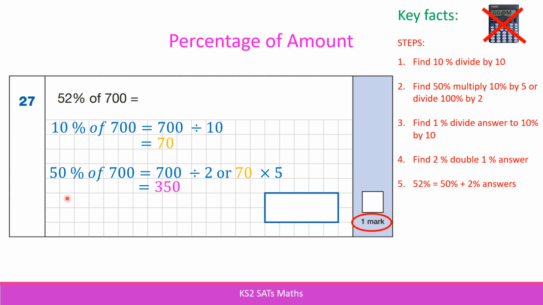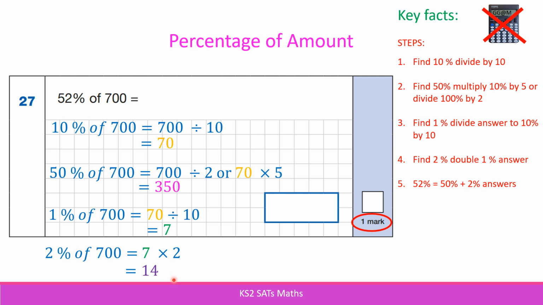The next one we need to work out is 1%. We've taken the answer for 10% and I'm going to divide that by 10. So we take all the digits and move them 1 place to the right, or equivalently taking the 0 off the end gives you the number 7. So 1% of 700 is 7. Now I need to find 2% of 700. So 2% is the answer I got for 1%, and then I need to double it, or times it by 2. So 7 times 2 is 14.